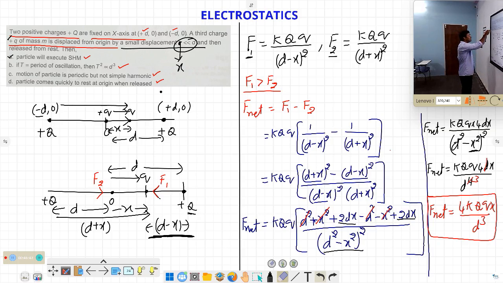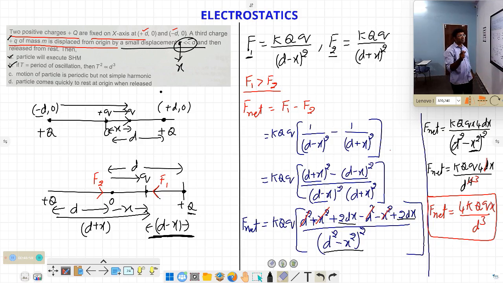Second one, if T is the time period of oscillation, T square is proportional to d cube. Just before we got T square is proportional to d cube. So according to the answers, what are the answers we can write? The answer for the question is, first one is correct, second one also correct. Motion of the particle is periodic but not simple harmonic.